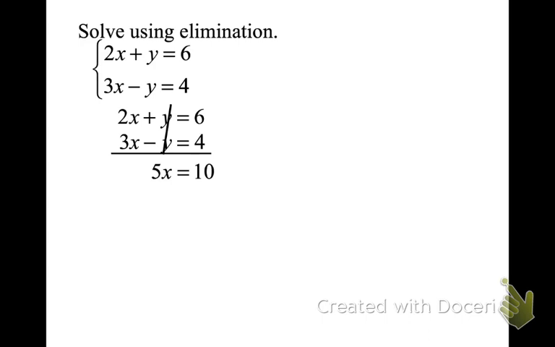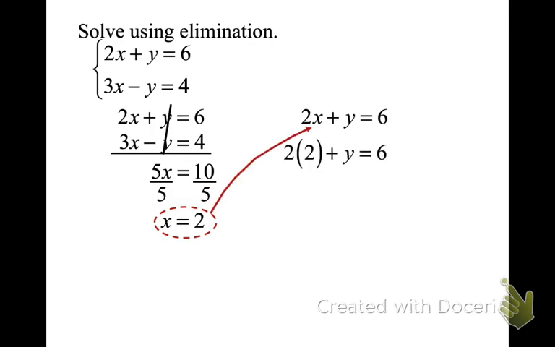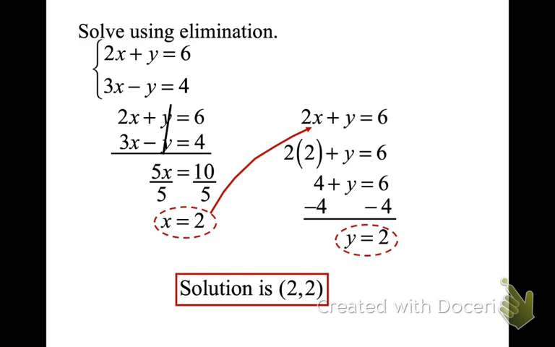Divide both sides by 5. X equals 2. And we are done. Okay, now we have to find the y. Sorry, we're not really done. We're just done finding our x. So now that we know our x, we go back to either original equation, and we're going to substitute it in. So 2 times 2 plus y equals 6. That becomes 4 plus y equals 6. Subtract 4, and y is 2. My solution is 2, 2.